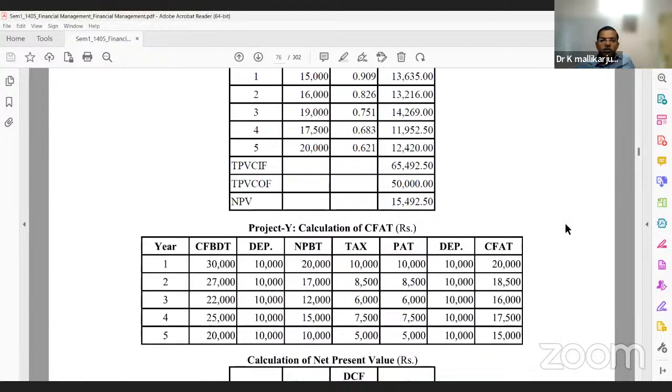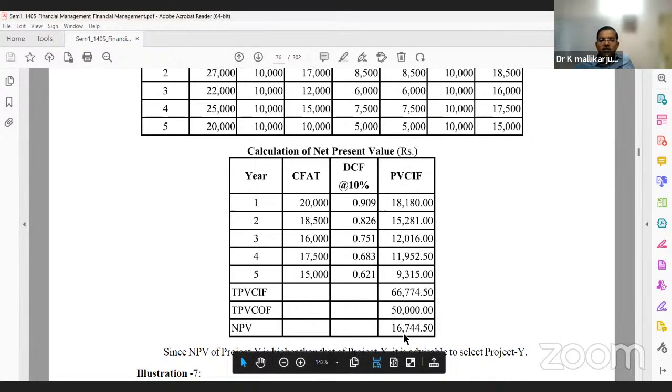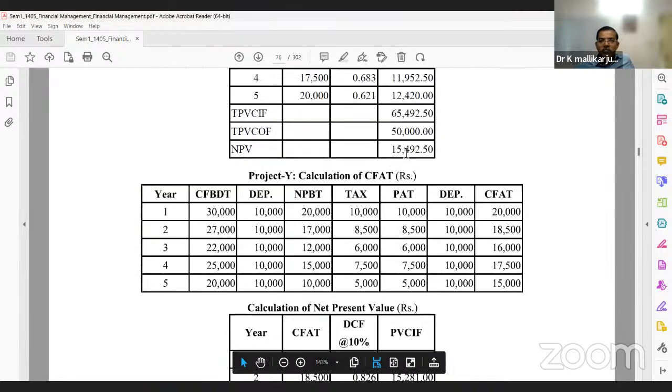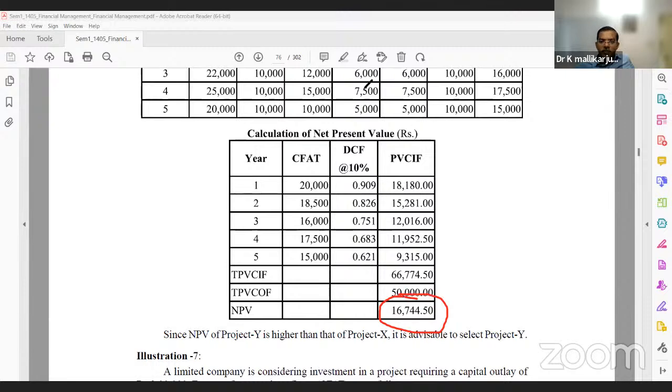Now we compare X project to Y project. The process is the same. See here, 16,744 rupees. So it is a higher positive value compared to this. This one is 15,000 rupees positive, and here 16,000 is positive. Since the NPV of project Y is higher than that of project X, it is advised to select project Y. Why is project Y selected? Because it has a higher positive value compared to X project. Out of these two, the firm may select project Y rather than project X.